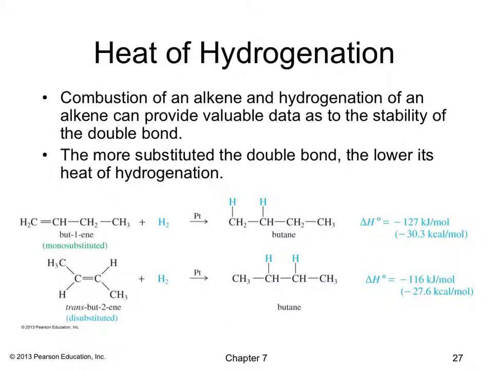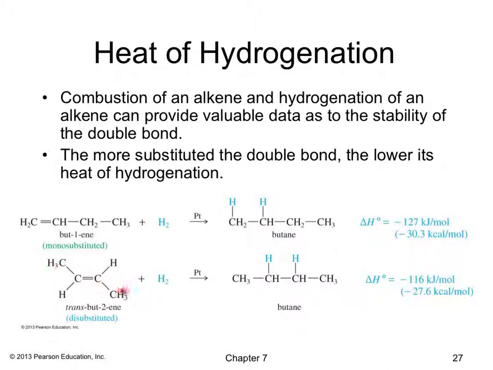Heats of hydrogenation. So combustion of an alkene and hydrogenation of an alkene can provide valuable data, especially on the stability of the double bond. The more substituted the double bond, the lower its heat of hydrogenation. That's key. So if we look at monosubstituted 1-butene, in the presence of hydrogen and platinum, this will add hydrogens across the double bond, forming the alkane. The heat of hydrogenation is about negative 127 kilojoules per mole.